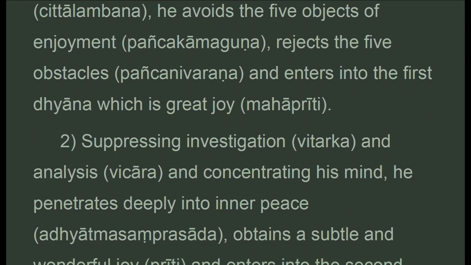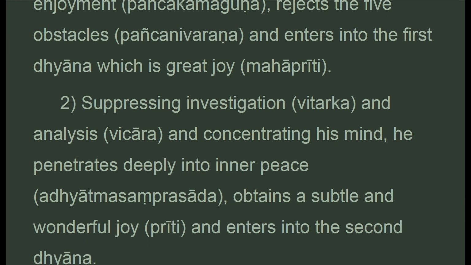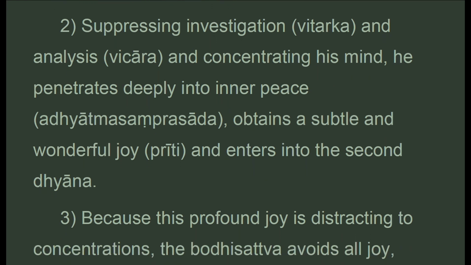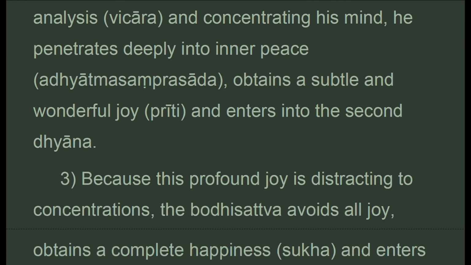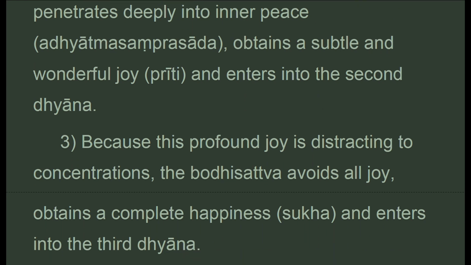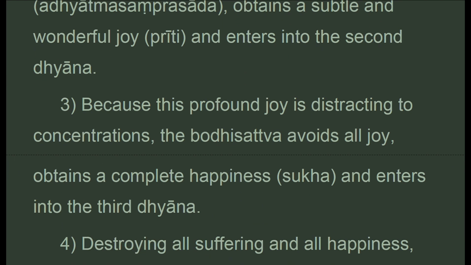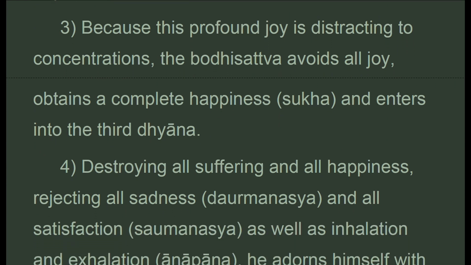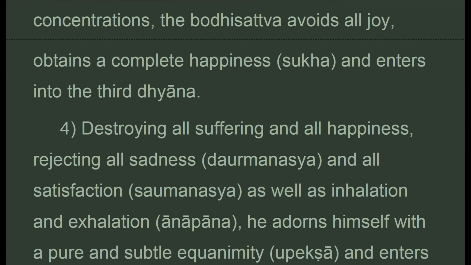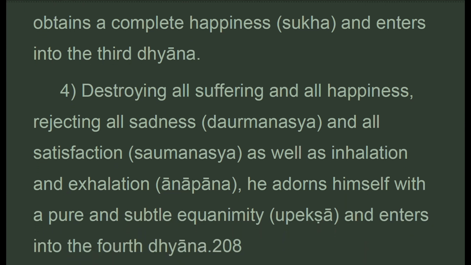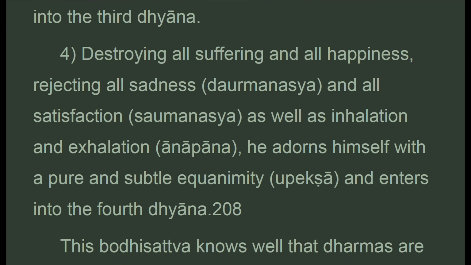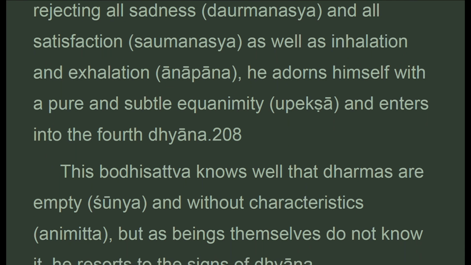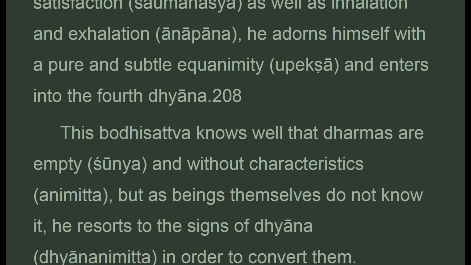2. Suppressing investigation and analysis and concentrating his mind, he penetrates deeply into inner peace, obtains a subtle and wonderful joy and enters into the second dhyana. 3. Because this profound joy is distracting to concentrations, the bodhisattva avoids all joy, obtains a complete happiness and enters into the third dhyana. 4. Destroying all suffering and all happiness, rejecting all sadness and all satisfaction as well as inhalation and exhalation, he adorns himself with a pure and subtle equanimity and enters into the fourth dhyana.